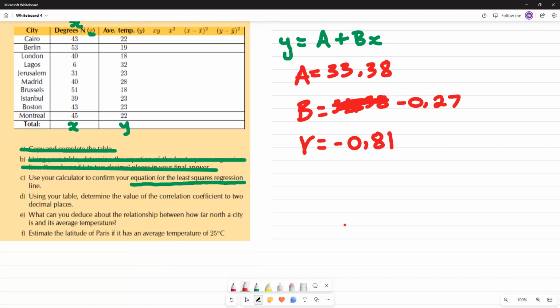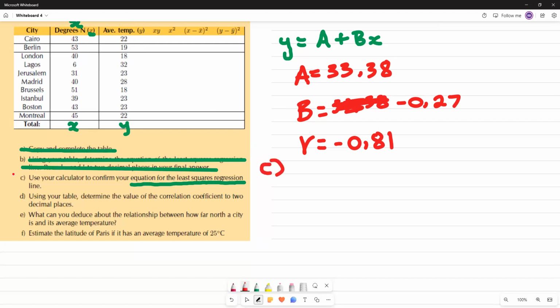Statistics, ne? The other thing they can ask you to do is the mean, but the mean is easy. You can just add everything and divide by 10 for the degrees. If they ask you the mean for the average temperature, you just add everything and divide by 10 in this case. Okay, but A, B, and R are the most important things that I need you to know how to get. Okay, sharp. So now let's start answering.